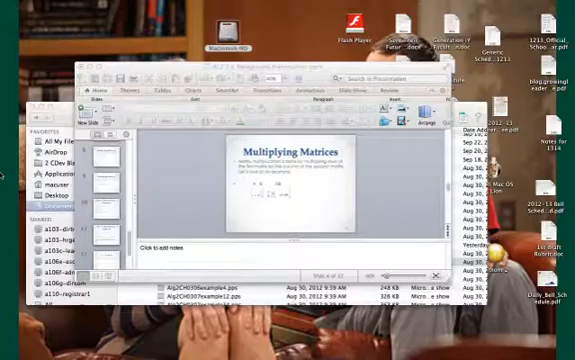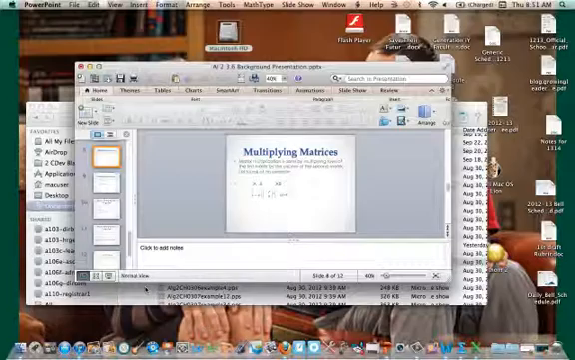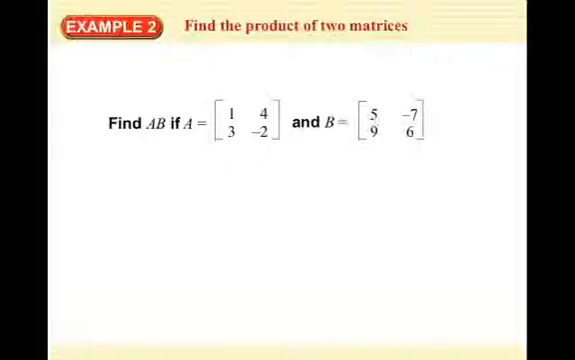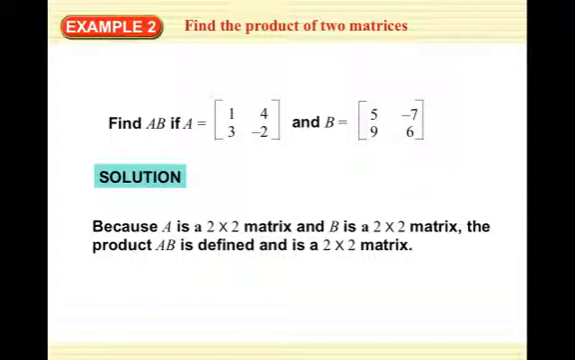Okay, so let's go look at an example, because it's so much easier to see this, I think, with an example. We're going to find AB if A equals 1, 4, 3, negative 2, and B equals 5, negative 7, 9, 6. Now, order is really important, so you have to write it as A times B. Okay, that's very important for you to understand.